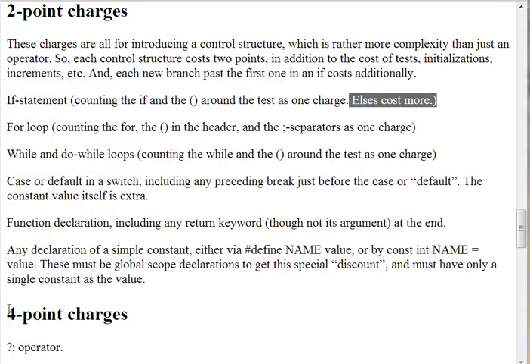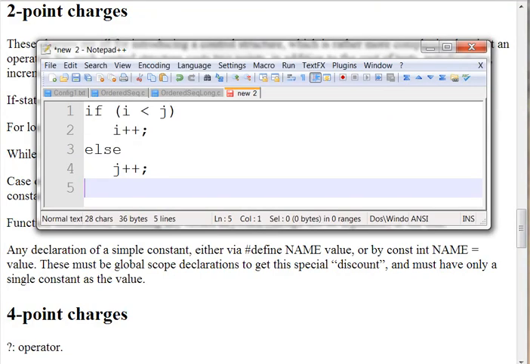And let's do a quick exercise to see if you are understanding exactly how the rules would be applied. For this code here, what would be the entire charge for that body of code?